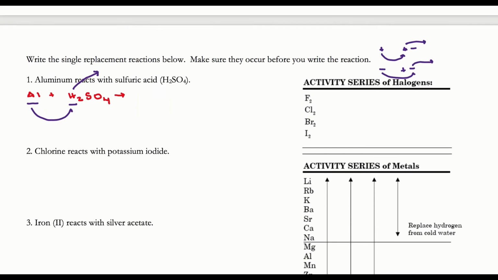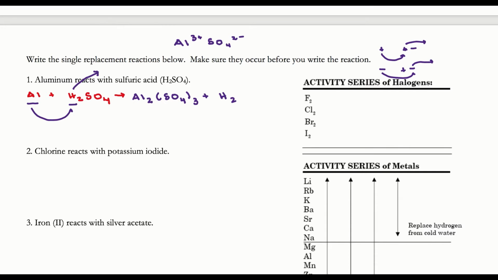Aluminum is going to form a new compound with sulfate. In order to write the compound, I've got to cross my charges. Aluminum has a 3+ charge. Sulfate is 2-. So when I cross my charges, that gives me Al2(SO4)3. Hydrogen got kicked out, so hydrogen will now be by itself. But remember, since hydrogen is diatomic, it can't actually exist by itself, so it's going to be H2.